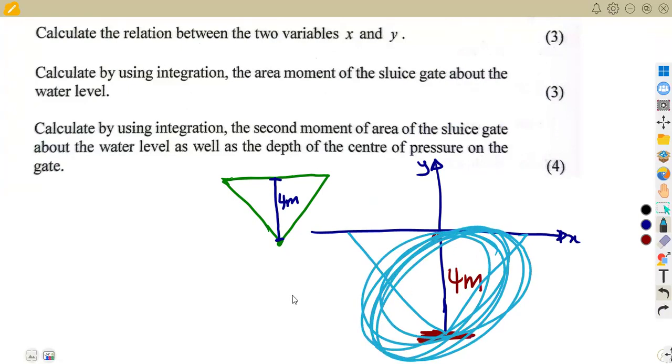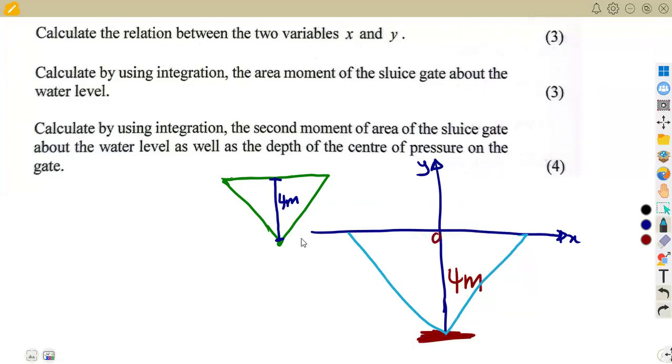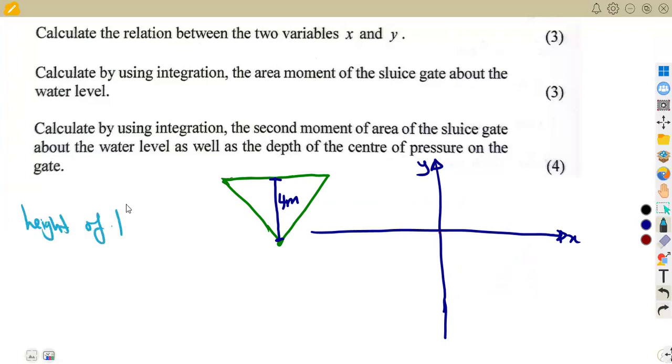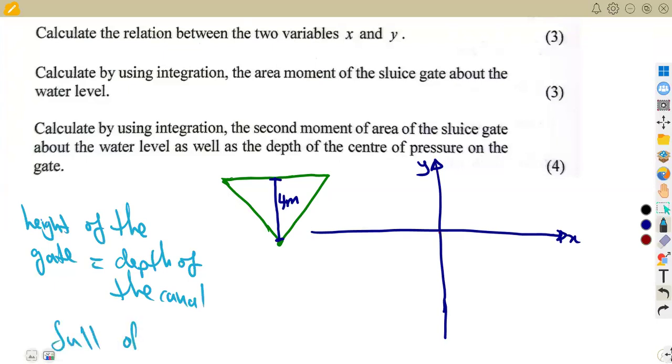We're talking about a condition where it is considered full of water, since the height of the tank is equal to the depth of the canal. The tank is full of water, since the height of the tank, which is our sluice gate in this case, is equal to the depth of the canal. These two are equal. So we consider this as full of water, and our sluice gate is going to be considered to be here at this point.